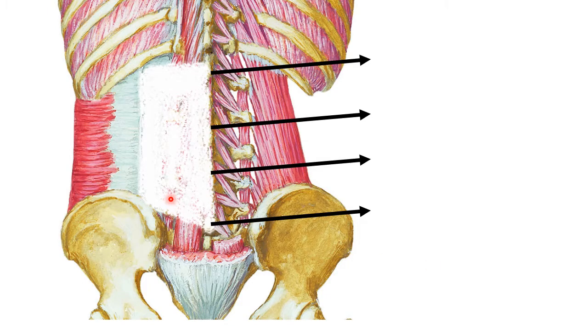Here in this picture, I'm showing you from the posterior aspect. This is representing the posterior layer of the thoraco-lumbar fascia. Medially it is fusing to the spinous processes of the lumbar vertebrae, and laterally it extends and fuses with the lumbar fascia.